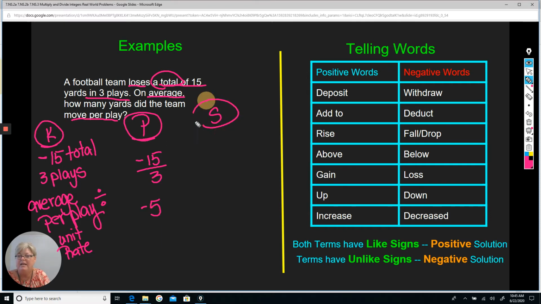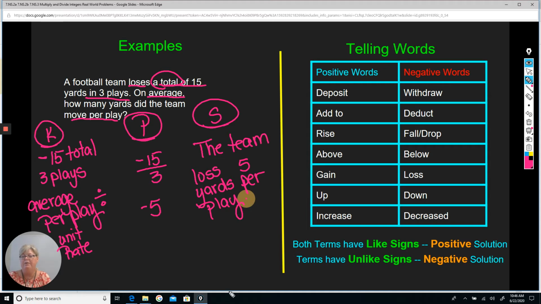Now I'm going to write a statement that answers the question. On average, how many yards does the team move per play? The team lost 5 yards per play.